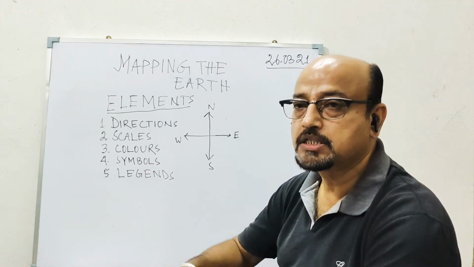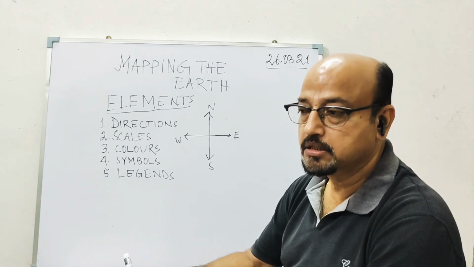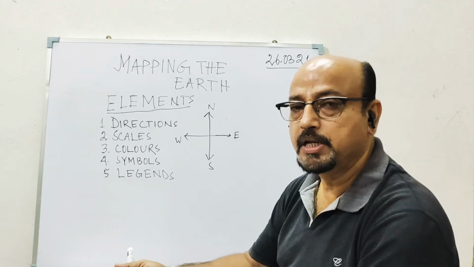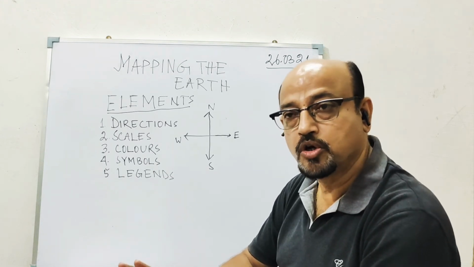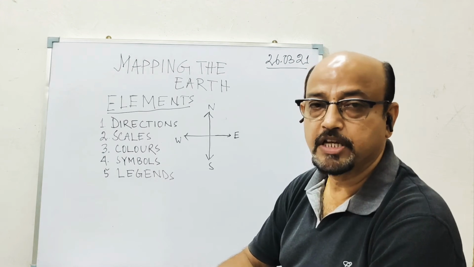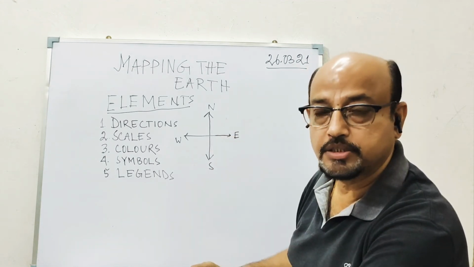Otherwise, if I ask you on which side of Calcutta is Bombay, Bombay lies to the west of Kolkata. So to draw a map, directions are very, very important. So these are the four cardinal directions.